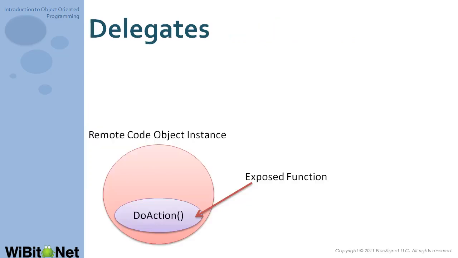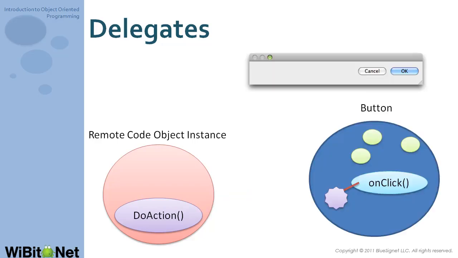So right here, I've created my own object, and it's called the remote code object. I've created an instance that has a function that says do action. This is a function within my class that I would like to implant in another class. Over here I have my little OK dialog box. When I click on the button, I have a default action, which is to do nothing. And if you take a look at our little graphic here, there's a little star thing that is waiting for someone to attach to it. So, please attach to me because I don't do anything without you.